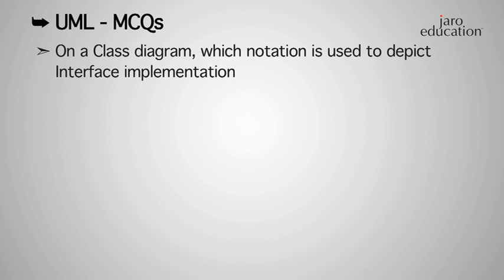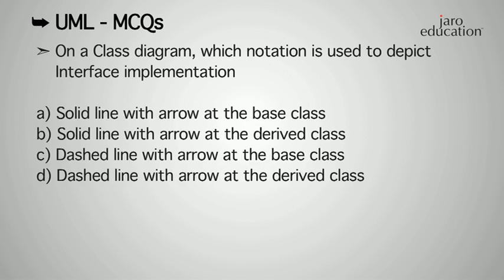And final question, question number 15. On a class diagram, which notation is used to depict interface implementation? We spoke about object-oriented concepts where a class can inherit from another class or a class can implement an interface. For inheritance, we've seen, so is it A, solid line with arrow at the base class, B, solid line with an arrow at the derived class, C, dashed line with an arrow at the base class, or D, dashed line with an arrow at the derived class? So which of these? It is C, dashed line with an arrow at the base class.